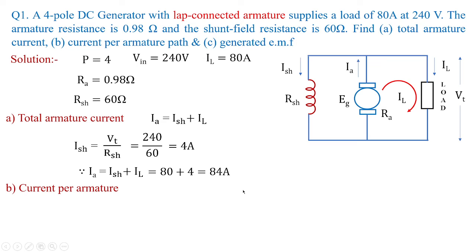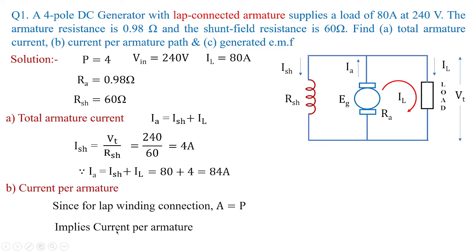Next, current per armature path. Since for a lap connected machine, the number of parallel paths is equal to the number of poles, the current per path would be equivalent to 84 divided by 4. 84 is the armature current. We require the current per armature path, so it will be 84 by the number of poles of the machine, that is 4. So this gives the current per armature path as 21 amperes.